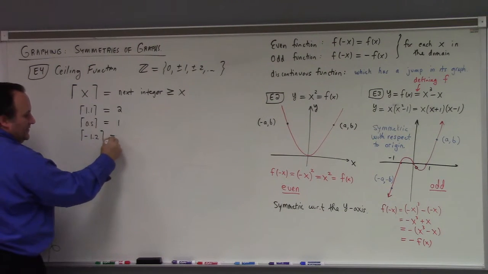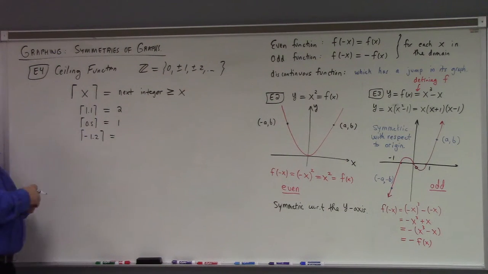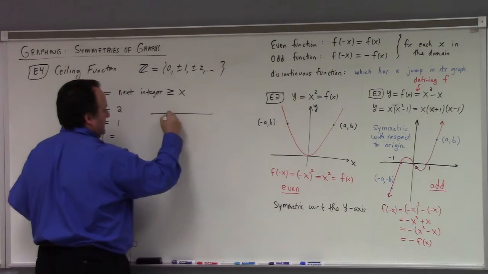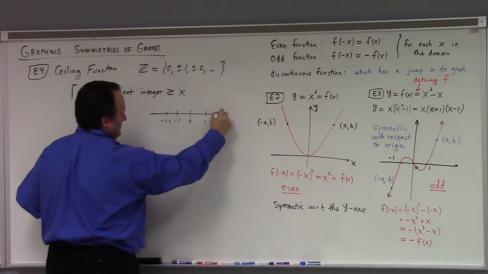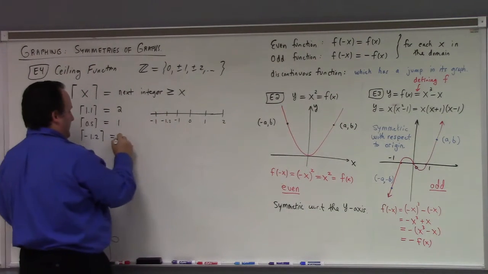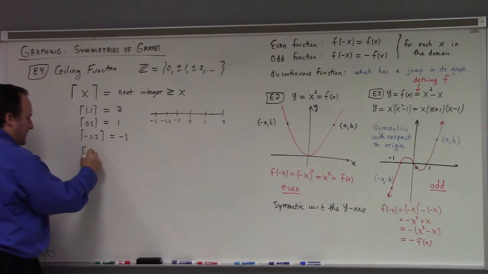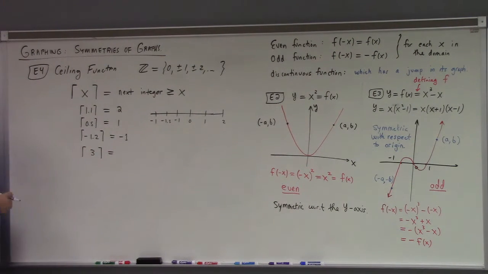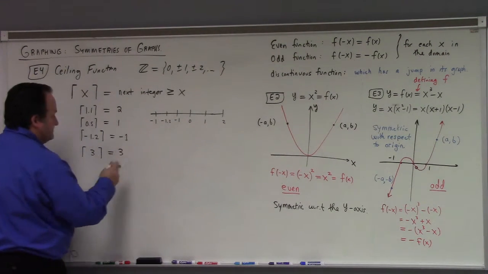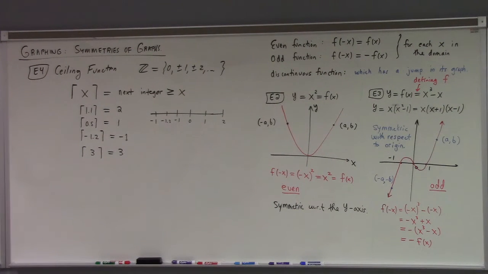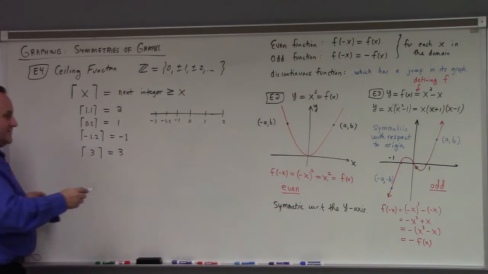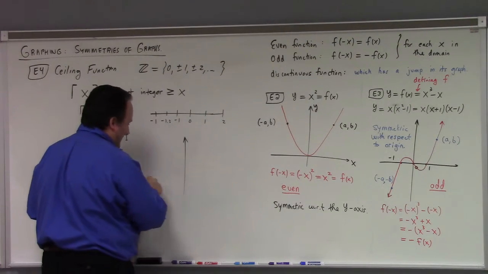What's the next integer larger than minus 1.2? Think about the number line. Here's minus 1.2. Here's minus 1. Here's 0. Here's 1. Here's 2. So it's minus 1. And if I do 3, what's the integer greater than or equal to 3? Greater than or equal to, right? So it's just 3. Okay, so this is the ceiling function. What's its graph look like? It's like a staircase, that's right.